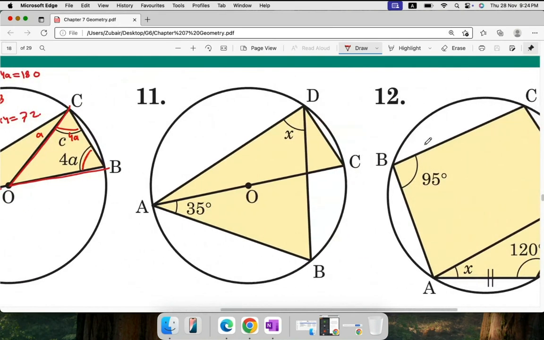Okay, question number 11. Angle subtended on diameter, this complete is 90, and angle in the same segment, considering BCA segment, if that's 35 this is 35. So x is equal to 90 minus 35, and we are getting x as 55.